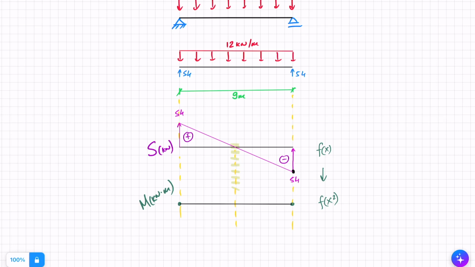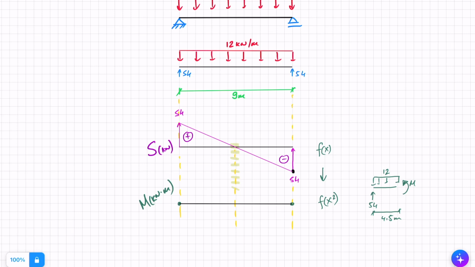If I can find what the moment is at this point here, where the shear is zero, and I know that that's the max, I can go on to draw the full moment. So let's do that. Just to make sure that I don't make any mistakes, I'm going to quickly draw out what I need to take into account. I've got this force of 54, I've got this UDL of 12, and I'm looking at what my moment is just in the middle where that shear force is 0, so at 4.5 meters.